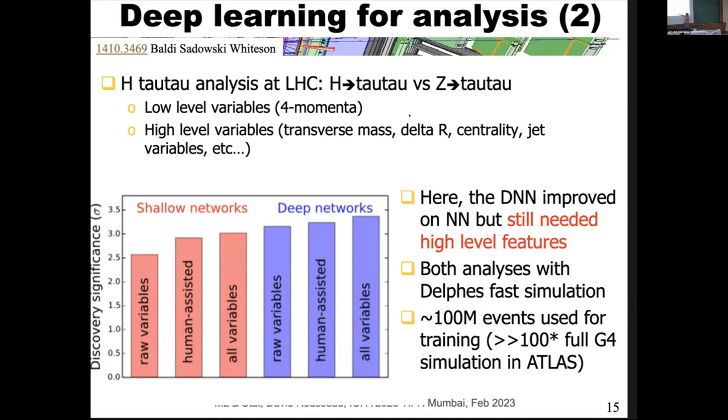So in this case, when you start, for example, with the human-assisted variables, the expert variables, and then you add the raw variables, you still have an improvement. Okay, meaning that the neural network needs to have this human-assistance, because if you only give the raw variables, you have a poor result. Okay, so there is one caveat, which is that this was done with Delphes simulation. So Delphes simulation is a fast simulation of something which is either ATLAS or CMS, but doesn't really matter, which is not very accurate, but it's normally sufficient as a proof of concept.